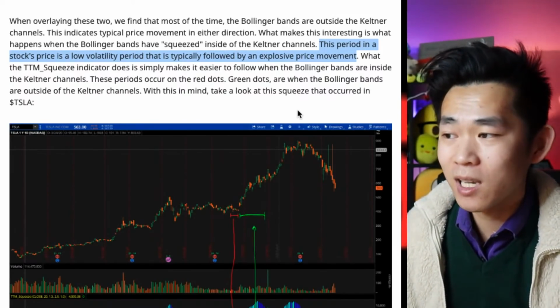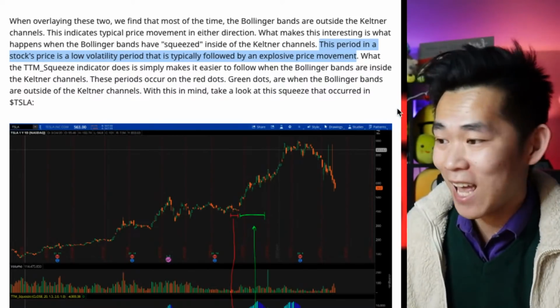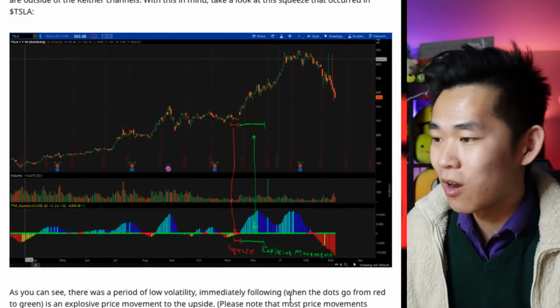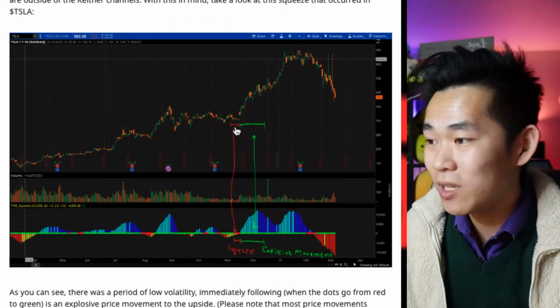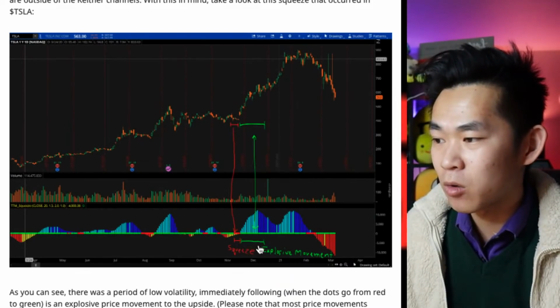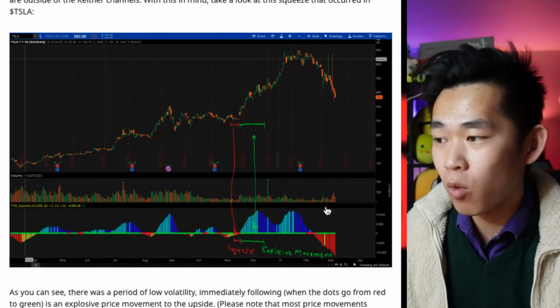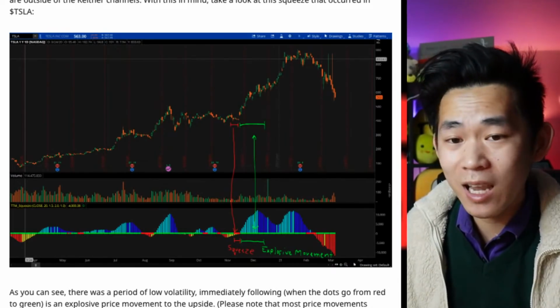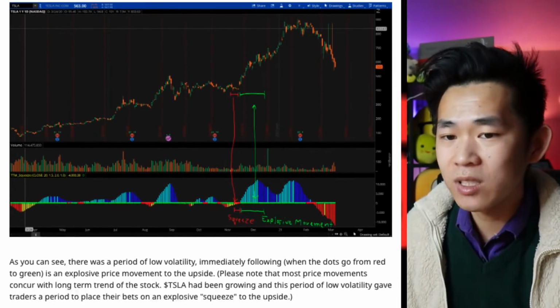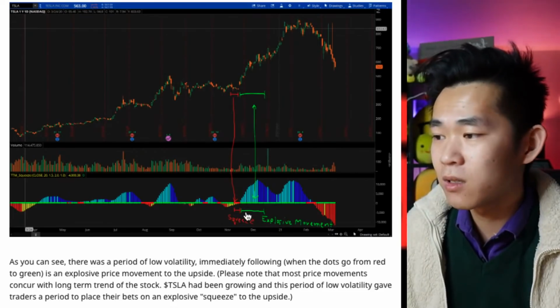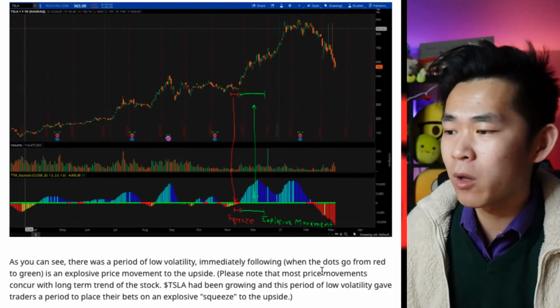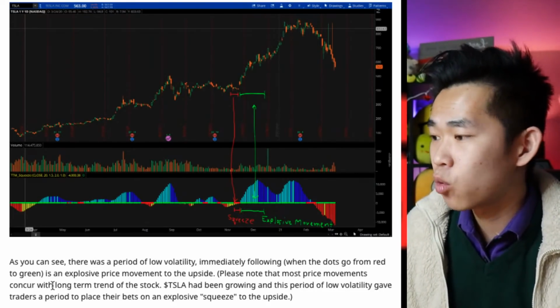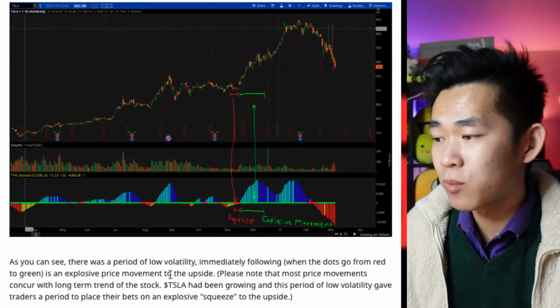With this in mind, take a look at the squeeze that occurred in Tesla. We have some crayon drawings here. We have in red the squeeze right there, and then in green the explosive movement. And what we have down here are the indicators that we talked about earlier. So as you can see, there's a period of low volatility, this red part, and immediately following when the dots go from red to green is an explosive price movement to the upside.